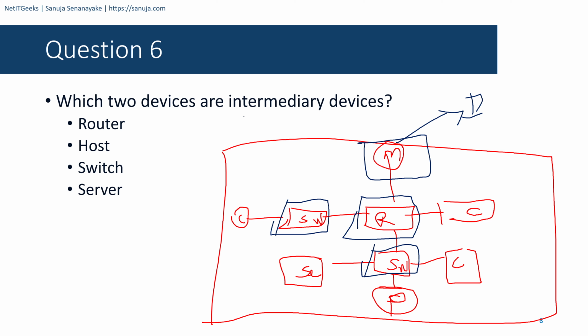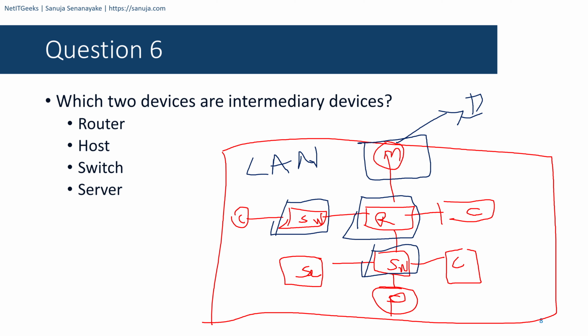So for the answer to this question, which two devices are intermediary devices, you had to look at it from the point of view of a local area network. As I mentioned, this modem can be considered an intermediate device from the point of view of your internet service provider, or in the local area network it could be considered the end device as well, but it is not actually. Typically speaking, modems are also considered intermediate devices.